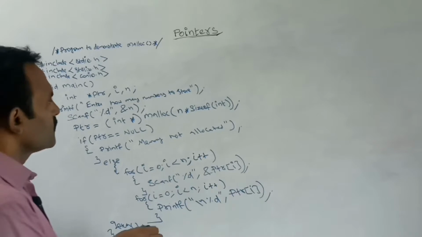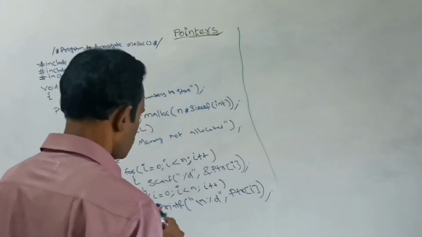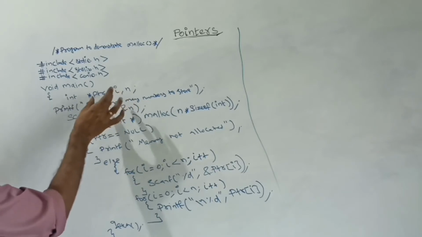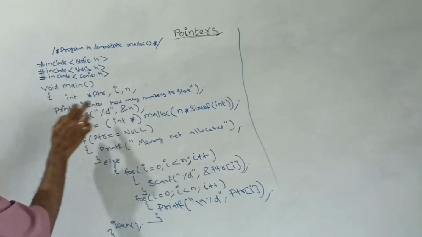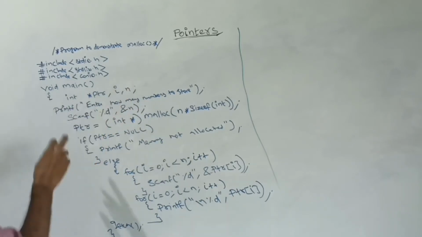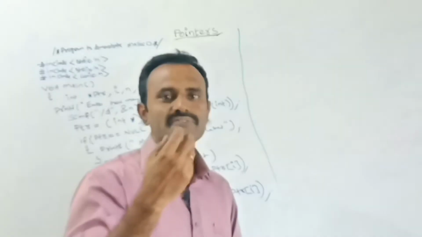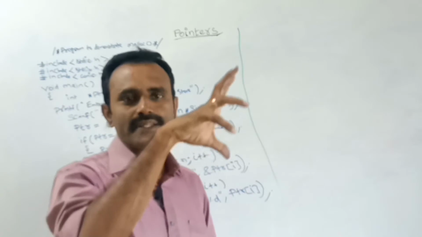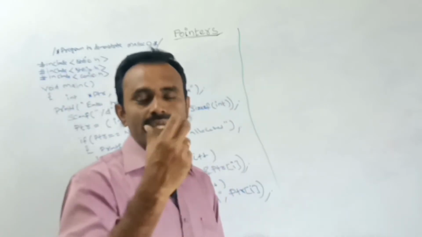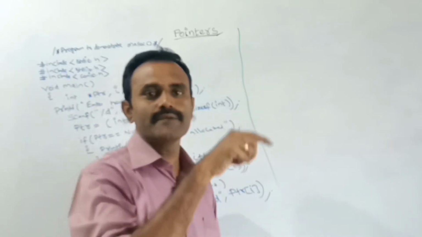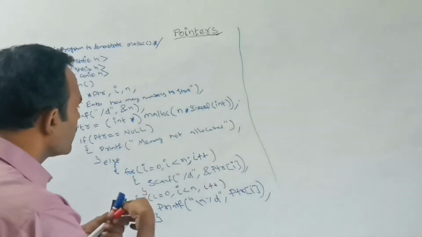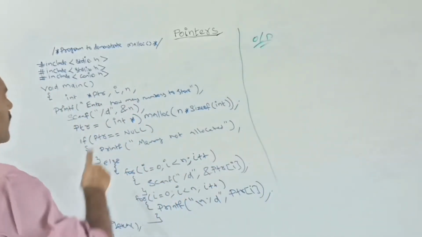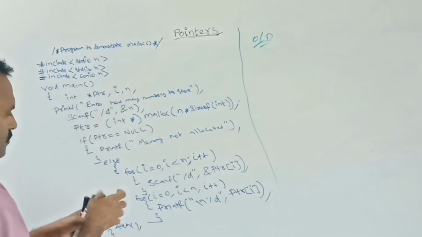Now let us see the output here. I have declared a total of 3 variables: a pointer variable, that is of integer type, next i and n. Here n is used to get the value of how many elements we need to store. Depending upon that, the memory can be allocated and the elements can be stored in the allocated memory. See here in the output screen, it will ask to enter how many numbers to store.